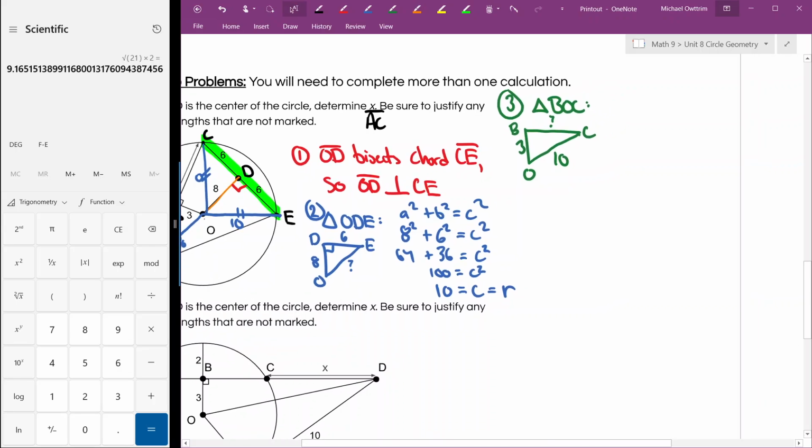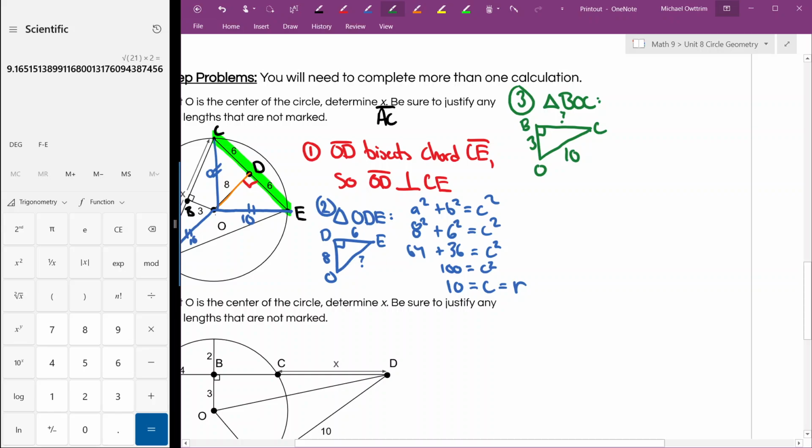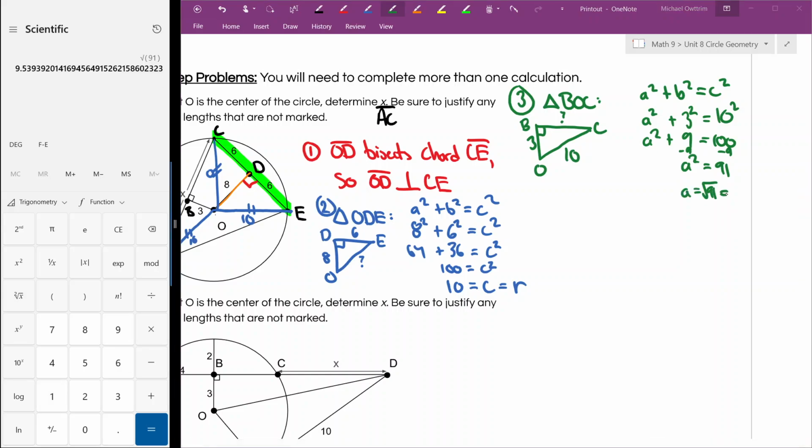Oh, and we got a right angle in there as well, which was given to us in the question at corner B. All right, so let's solve that out. And we'll do our a squared plus b squared is equal to c squared. In this triangle, the 10 is the c. We'll call 3 the b. And I don't know what a is. We'll get a squared is equal to, what, 91 after we subtract 9 from both sides. And so a is equal to the square root of 91. Let's approximate that. It is 9.539.